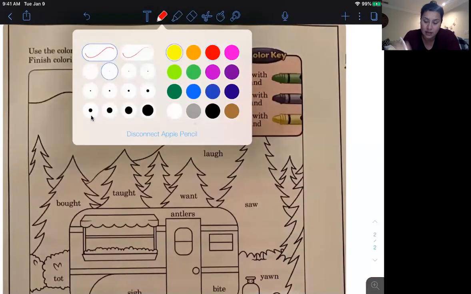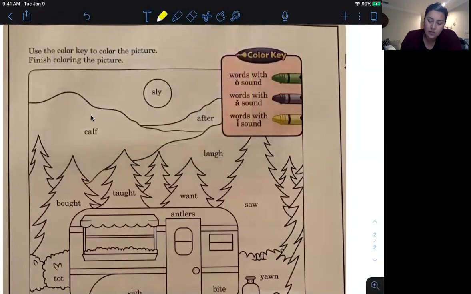Let me switch my color here. I can, and remember, yours is going to be much nicer than mine. I know you're going to take your time and do it nice. Okay.